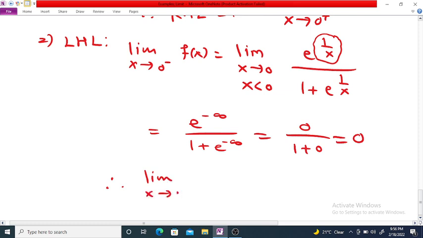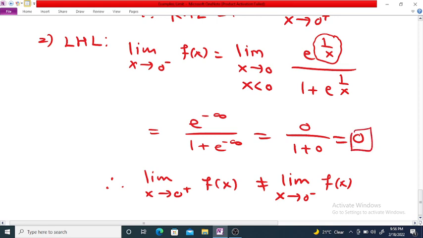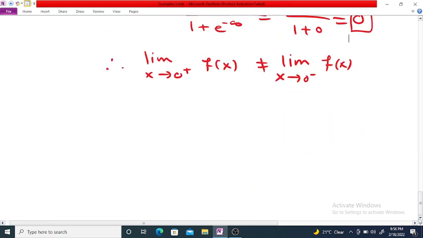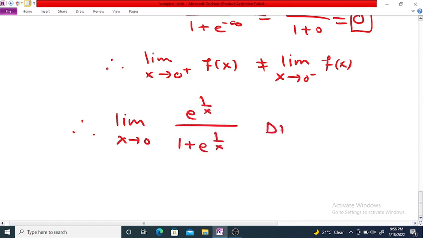and therefore limit x tends to 0 plus of f of x is not equal to limit x tends to 0 minus of f of x. The left hand limit is 0 and the right hand limit is 1, and therefore, from this, we can say that limit x tends to 0 of e raised to 1 by x divided by 1 plus e raised to 1 by x does not exist. This limit does not exist.